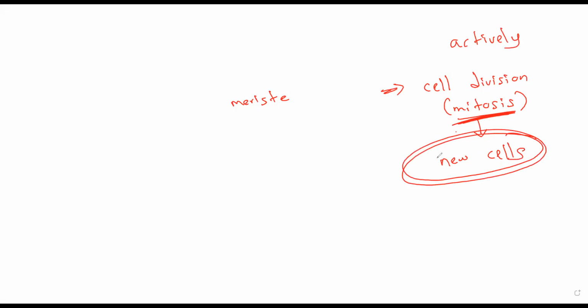Okay, why do they divide? To produce new cells. They divide actively by mitosis. Can someone tell me, what do you mean by actively? What is the meaning of this? What do you mean by actively?